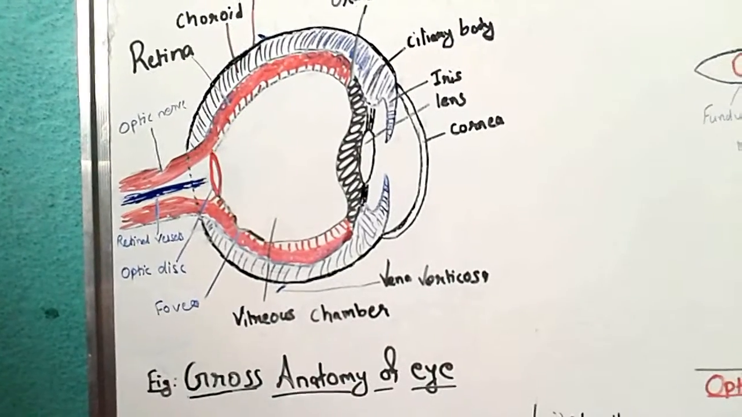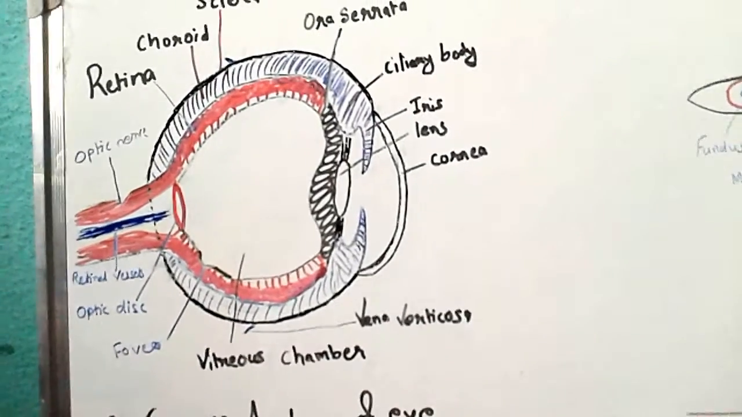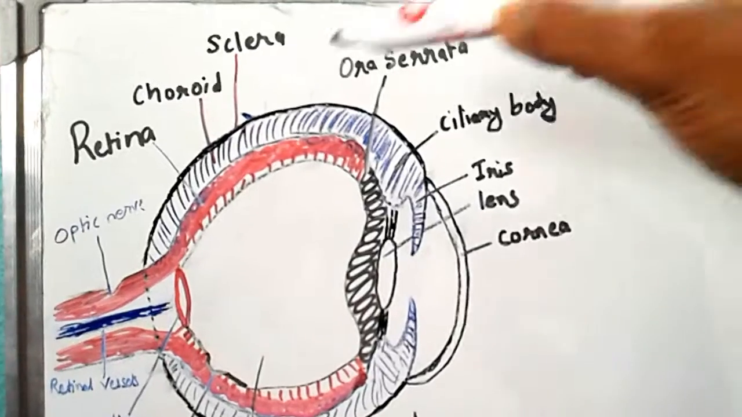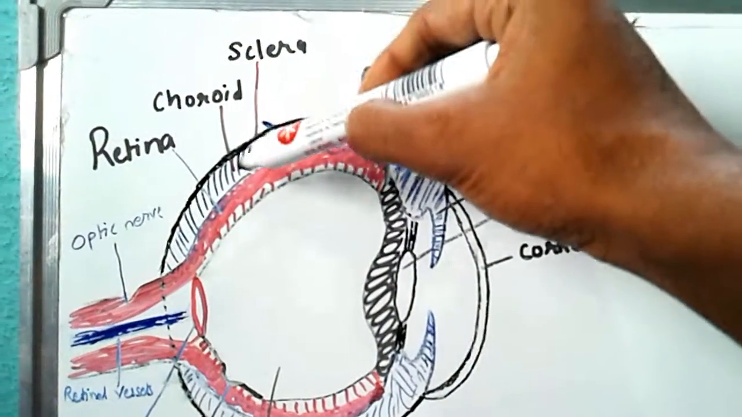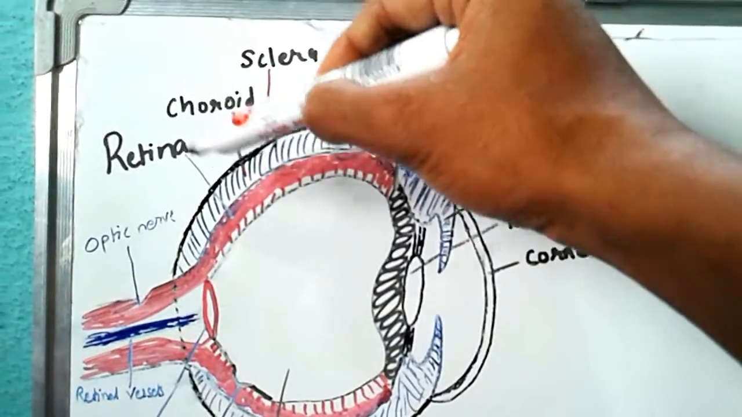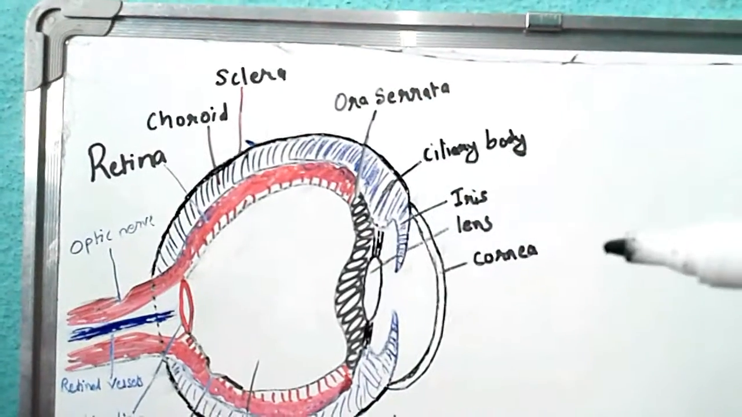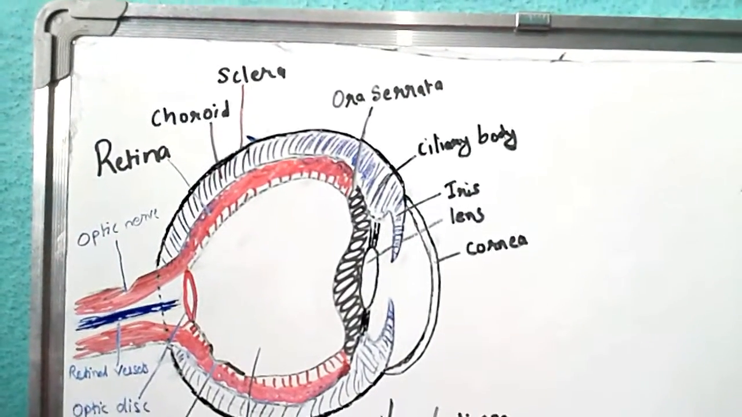This is the figure of gross anatomy of the eye. The eye has three layers. The outermost layer is the sclera, the middle one is the choroid, and the innermost layer is the retina. This video is about the retina, so let's discuss the retina.